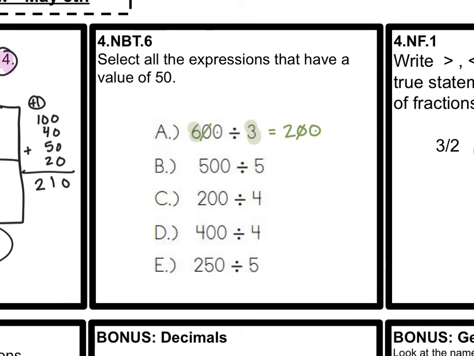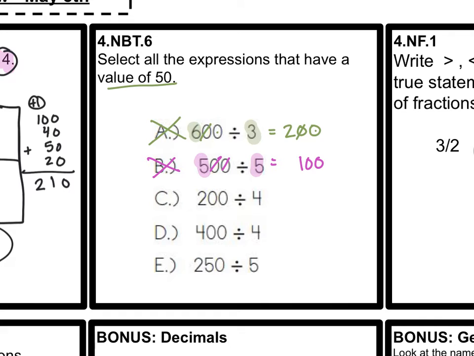This is not an expression with a value of 50, so A is not the correct choice. For B, we have 5 divided by 5 with 2 zeros, or 500 divided by 5, which is going to be 1 with 2 zeros at the end for 100, which is also not a value of 50. Let's move on to the next one.